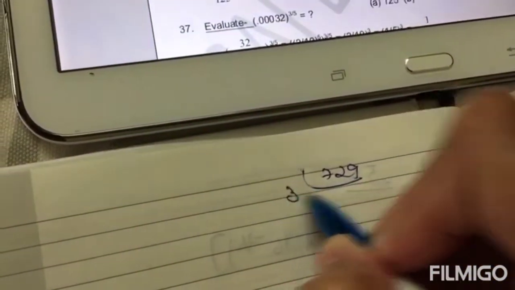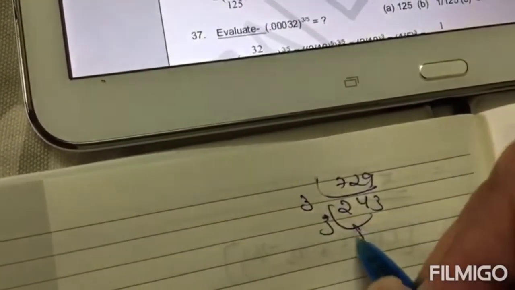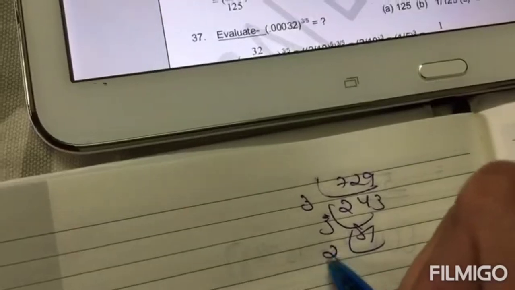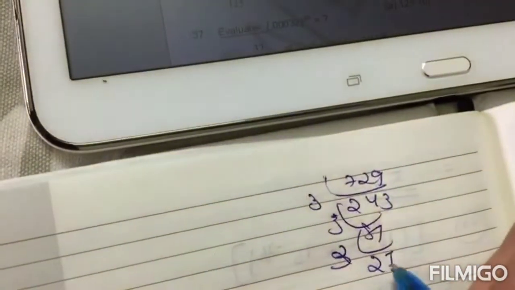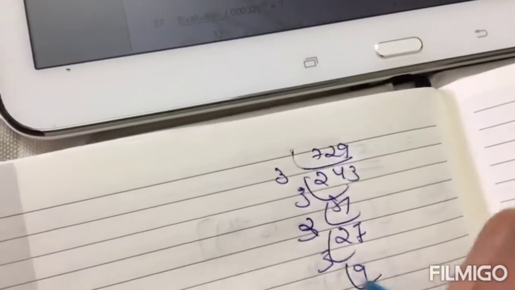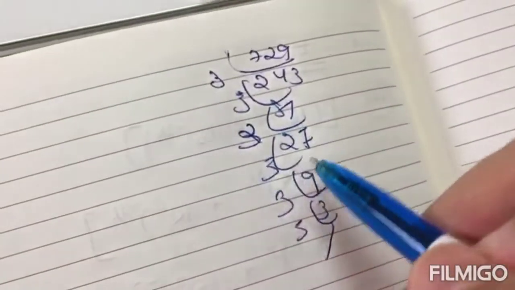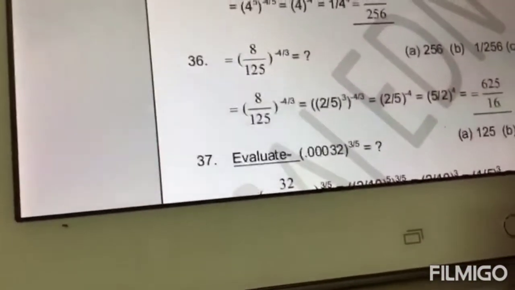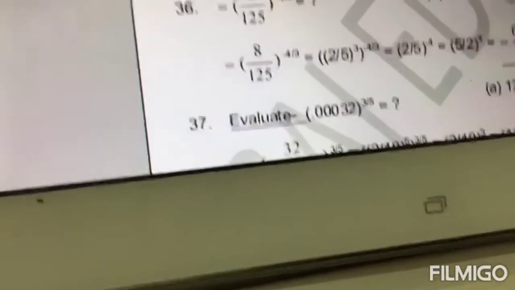729 is nothing but 3 raised to what? Let's check. 3 2s are 6, 243, 81... 3 7s are 9, 3, 3. So how many 3s? 1, 2, 3, 4, 5, 6. So 729 is 3 raised to 6. So the 6th root of 3 raised to 6 is nothing but 3.